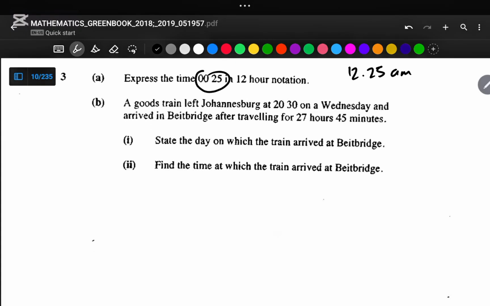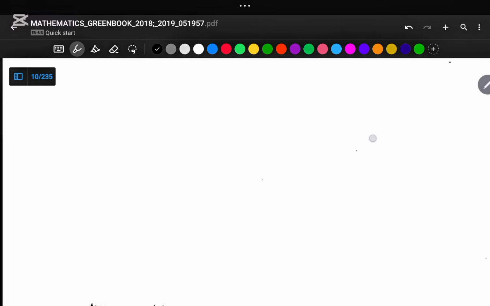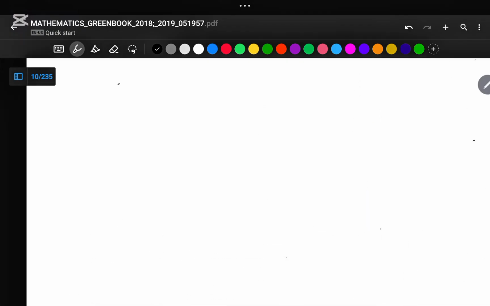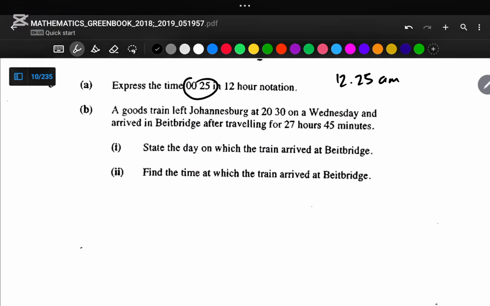In part B, we're told that a goods train left Johannesburg at 20:30 on Wednesday, and arrived in Beitbridge after traveling for 27 hours 45 minutes. So you are going to state the day on which the train arrived at Beitbridge, and also find the time at which the train arrived at Beitbridge. How many marks for this question? 3 marks.